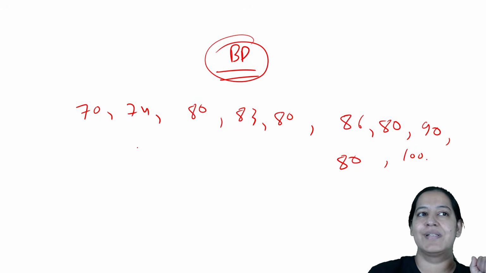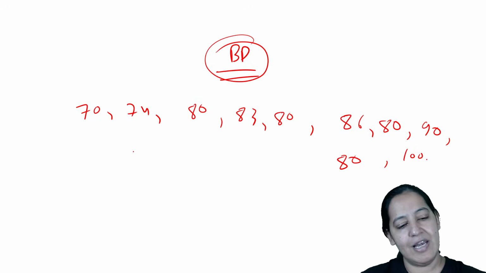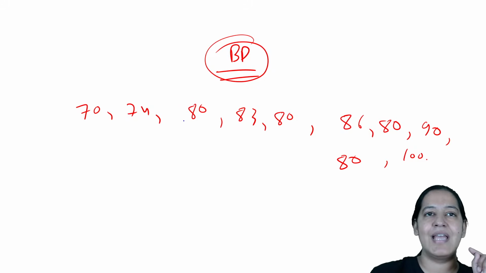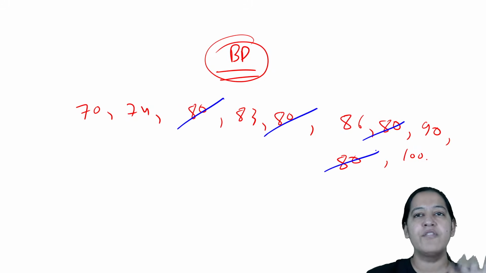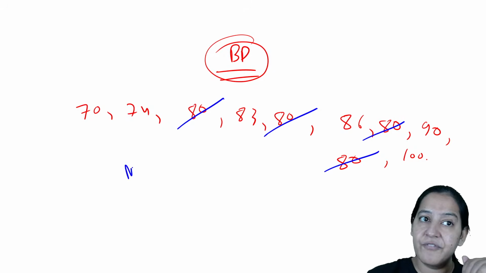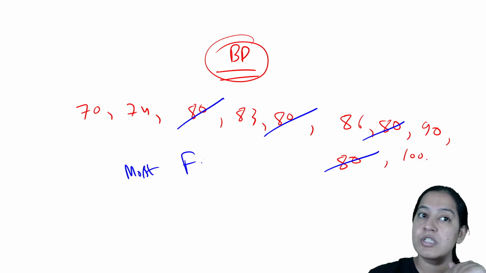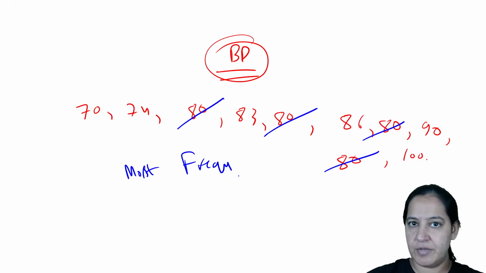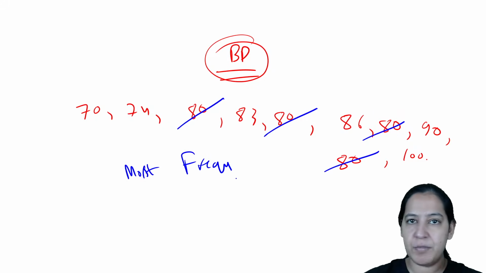You can see all the values. You read all the values. In this, 80 is coming 4 times. None of the other values come 4 times. So it is the most frequent observation. It is not the average. It is not the mean. Mean means average.